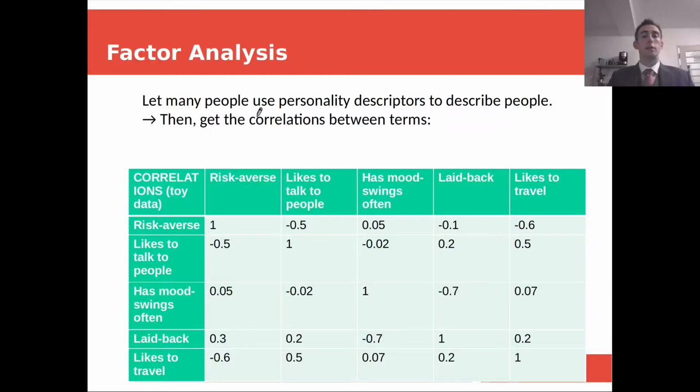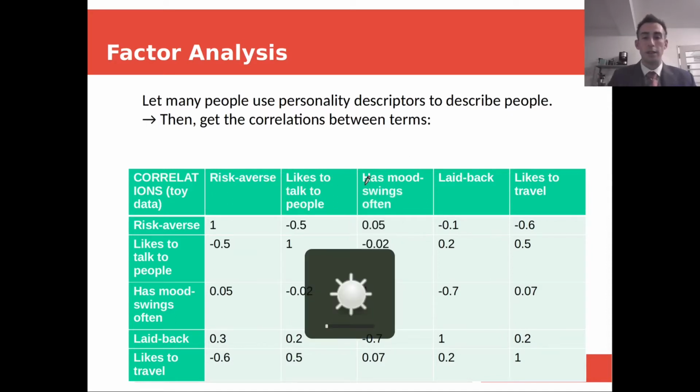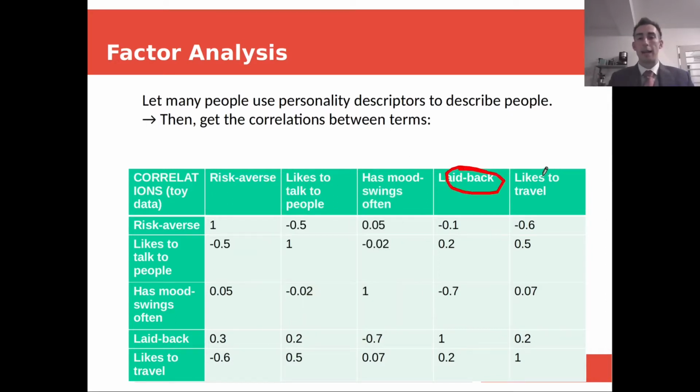So we use many different personality descriptors to describe people. And let's get the correlation between terms. So here we have 5 things I've made up to describe people. Risk averse, likes to talk to people, has mood swings often, and is laid back, and likes to travel, right? So these 5 different things. And I'm going to look at, so these are the same ones here and here. And I'm going to look at the correlations between them, how often they co-occur when describing people.